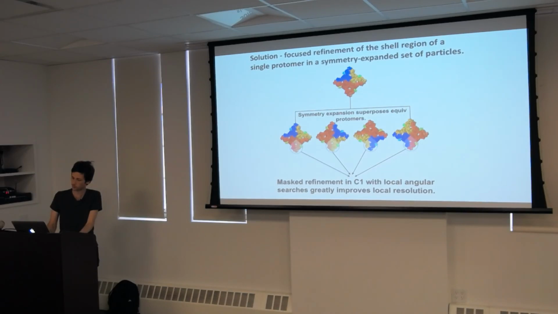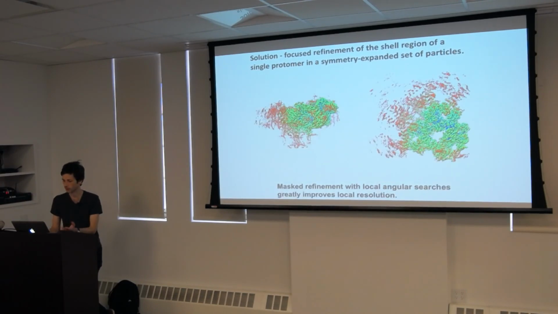So basically, put a mask around just that region and refine orientations just using that masked density. However, in this case, because we're dealing with a tetramer, we need to first perform a symmetry expansion operation so that you're not throwing away 3/4 of your data. And when you do that and perform a masked refinement in C1 with local angular searches, you get much, much better local resolution. And obviously, much worse local resolution everywhere else. Although the rest of the map blurs out, the region within the mask improves substantially.